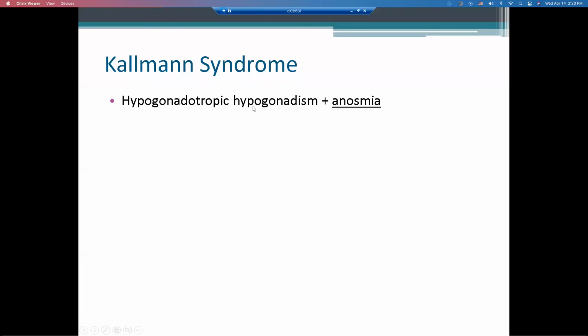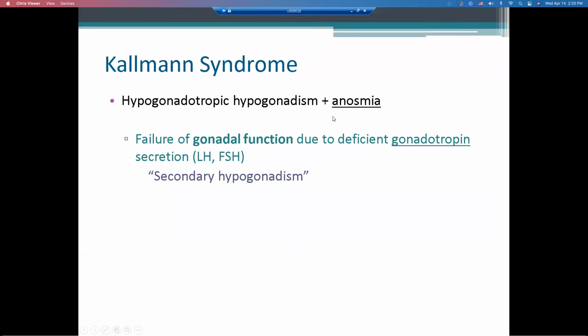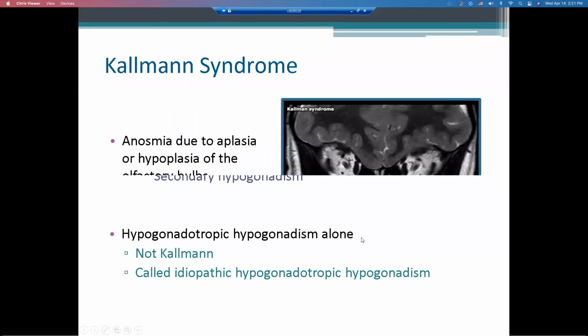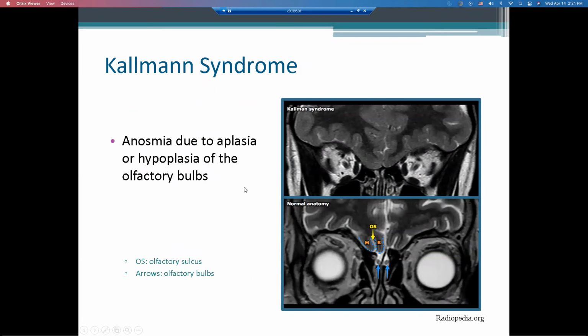If you see a patient with hypogonadotrophic hypogonadism but normal sense of smell, this is not Kallmann syndrome. Now, why do these people have a problem with smell, or what's the etiology of the disease? It's failure of the gonadal function due to deficient gonadotropins. So hypogonadotropic hypogonadism alone is not Kallmann syndrome. The reason for Kallmann syndrome is failure of migration of the GnRH neurons, and it also affects the olfactory bulbs, which are seen here. The arrows show the olfactory bulbs, and these are the olfactory sulci.